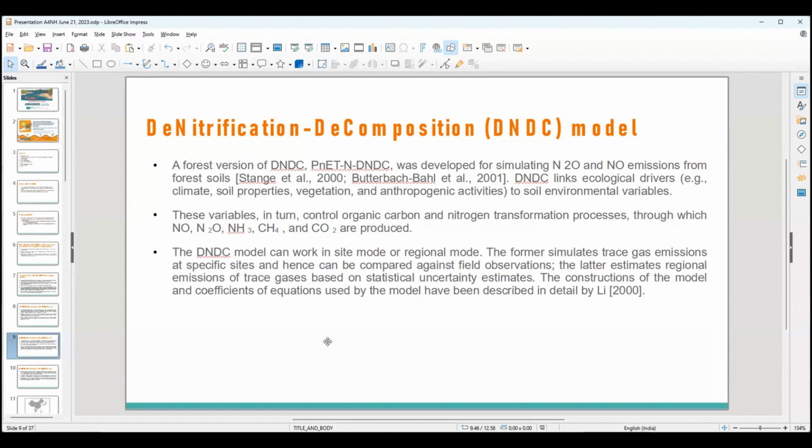Now, the DNDC model can work in a site mode or in a regional mode. If it works in the site mode, it simulates trace gas emissions at specific sites and can be compared against your particular field observation. If it is working in the regional mode, then the latter estimates regional emissions of trace gases based on statistical uncertainty estimates. The construction of the model and the coefficients of the equations used are all delineated in this paper by Lee 2000. So if you want to access any of these papers, please let us know. I can share it with you.